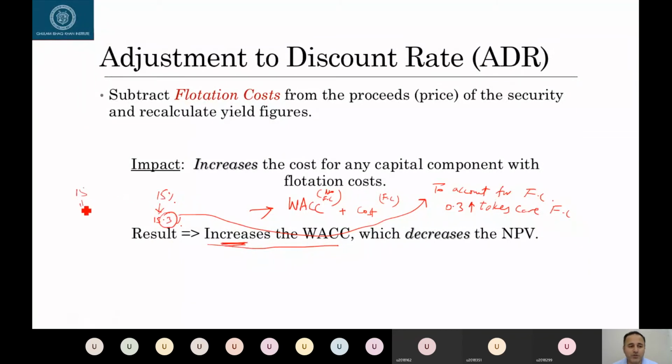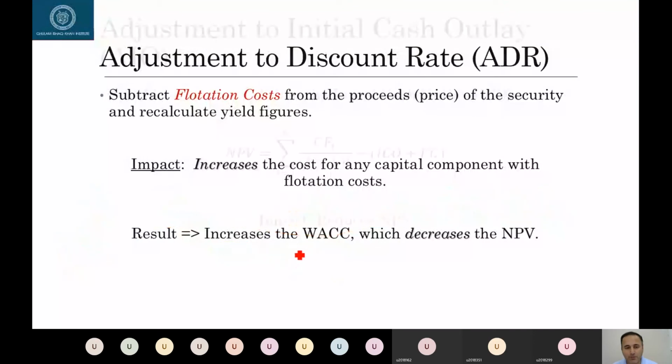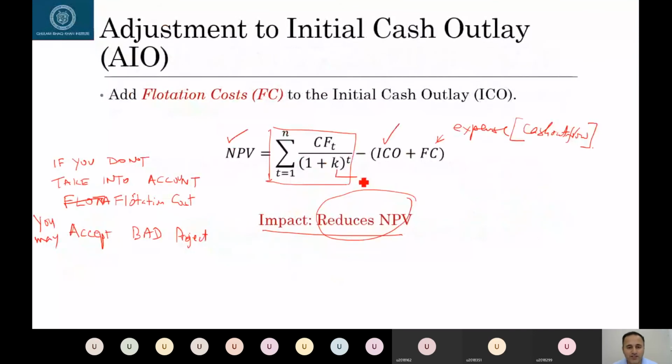So 15% will change to, let's say, 15.3%, and let's say 10% will change to, let's say, 5%. So this adjustment is always upward. And if I make an upward adjustment, what does it do? If you see my previous slide, this is like WACC here. So if I increase this K, what it does is decrease the NPV.